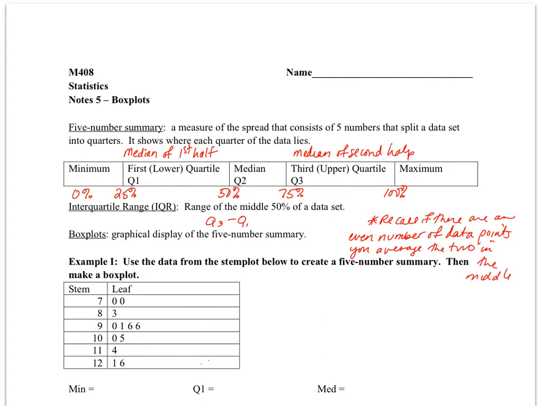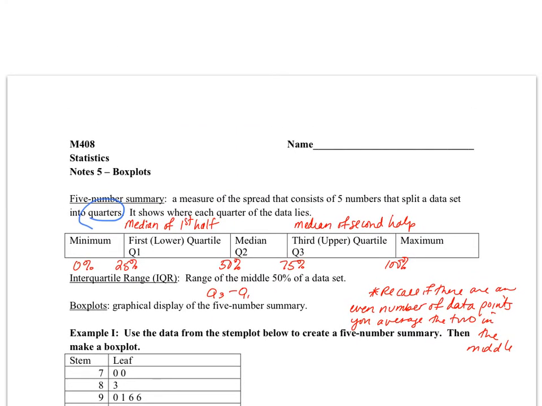Today's topic is what's called a box plot and a 5-number summary. A 5-number summary is a measure of spread that consists of 5 numbers that split the data into quarters. Quarters means 4 quarters in a dollar, and we are going to find 4 cutoff points for our data set. We could think about this like a number line, and if we were to envision our number line, our first score would be our minimum, our highest score would be our max, our median is our middle score.